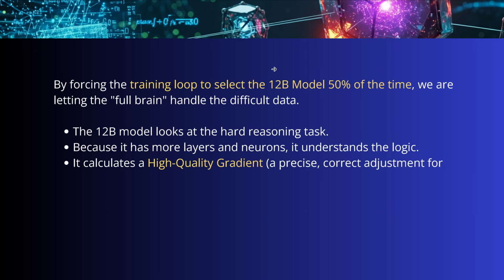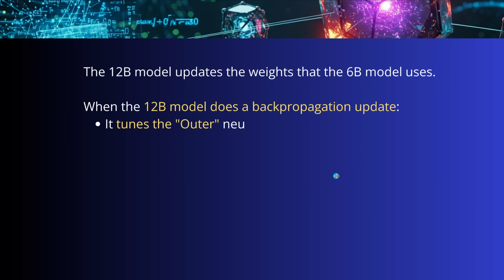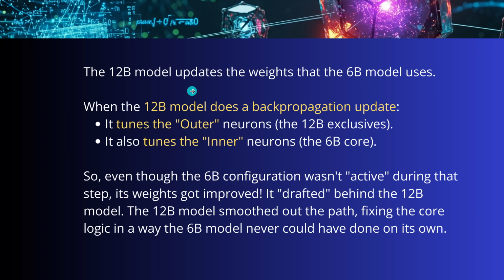Now, then I had a second look. By forcing the training loop to select the 12B model 50% of the time, as I just showed you, we are letting the full brain handle the difficult reasoning data, okay? So the full model looks at the hard reasoning task. It has more layers, it has more neurons, it has a better pre-training data set, it has a higher complexity level that it can handle. Let's say it understands the logic. So it calculates a higher quality gradient structure, a more precise adjustment for the tensor weights. But the 12B model updates the core weights that the 6B model also uses.